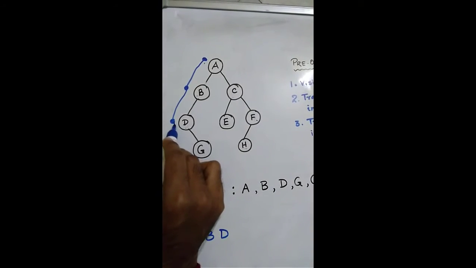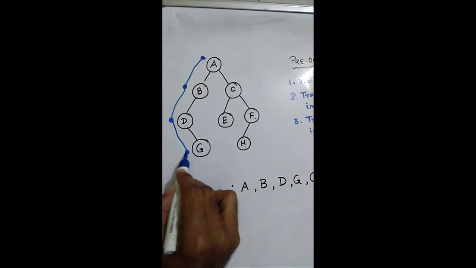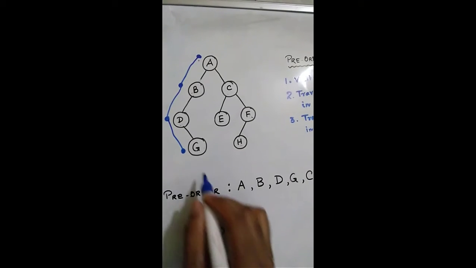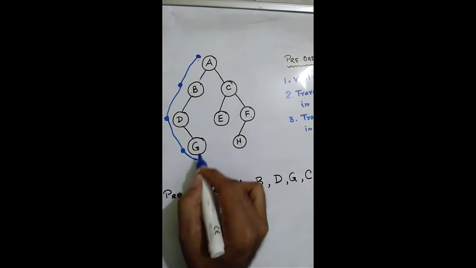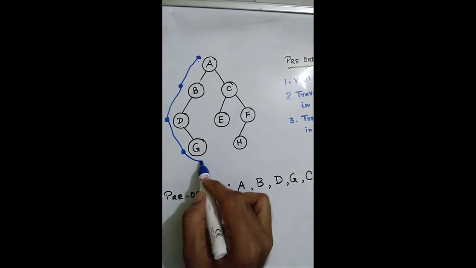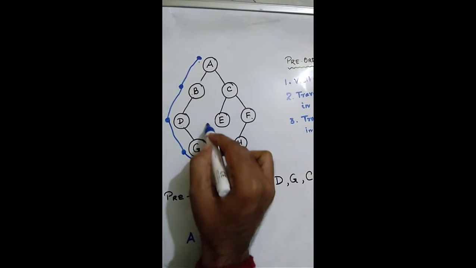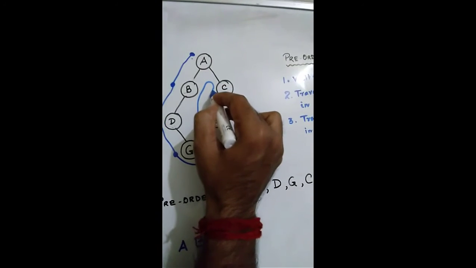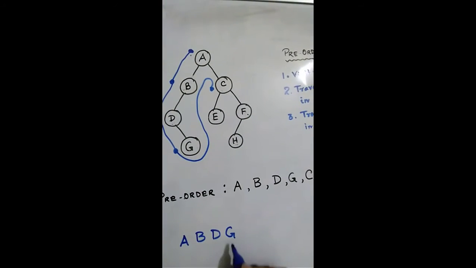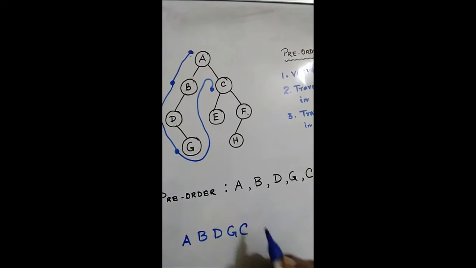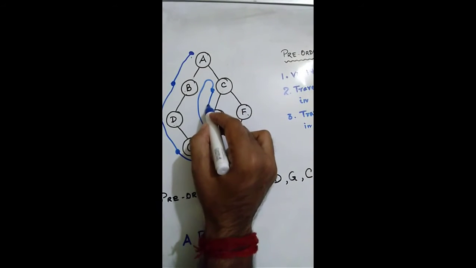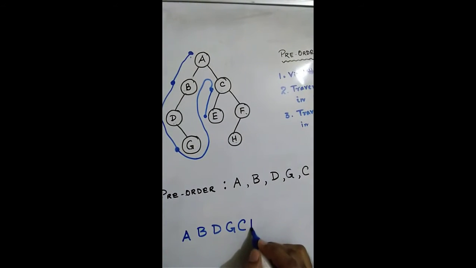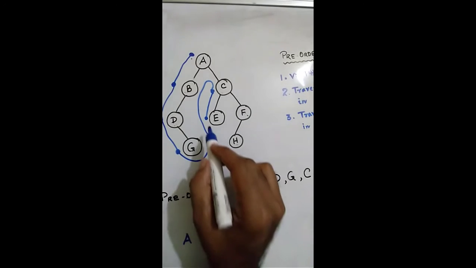Now after D we have visited G, so after D we will print G. Now after G, since we have completed this whole part, we move towards the right subtree, and again we have reached point C. So after G we will print C, then E. So after C we have visited the node E.